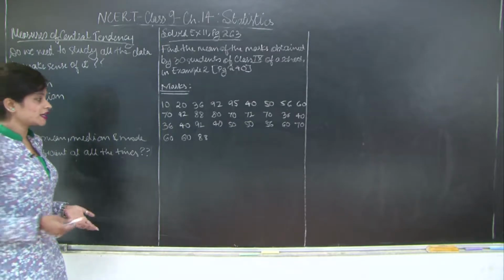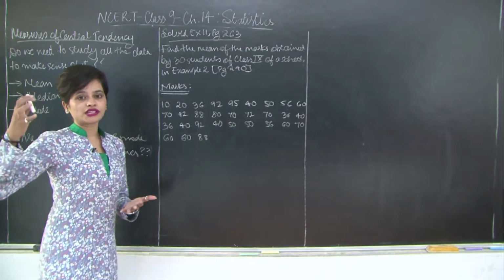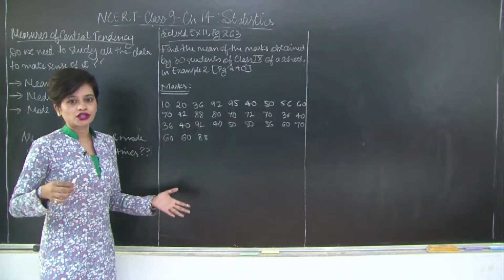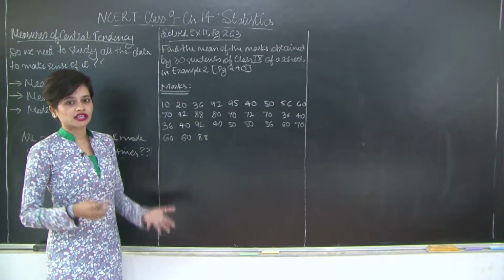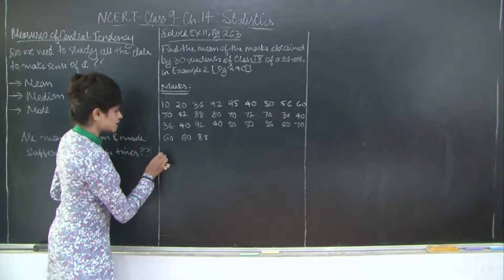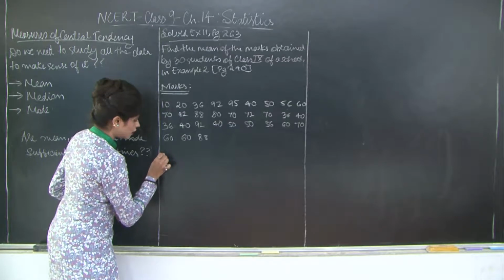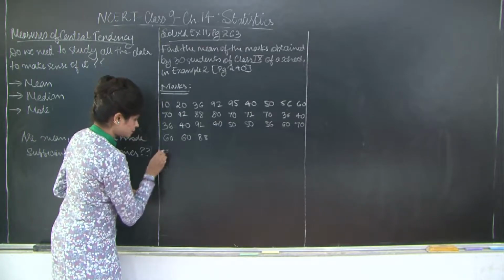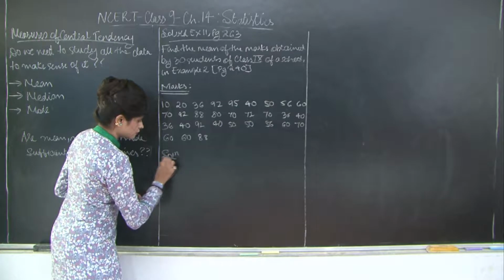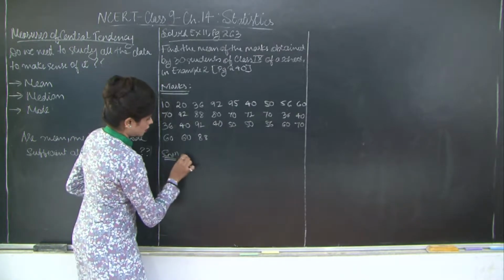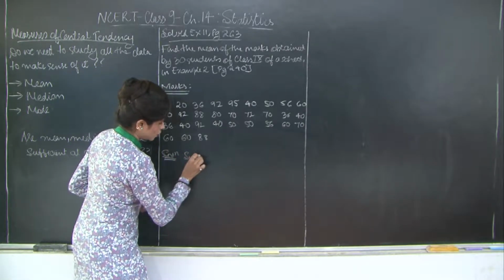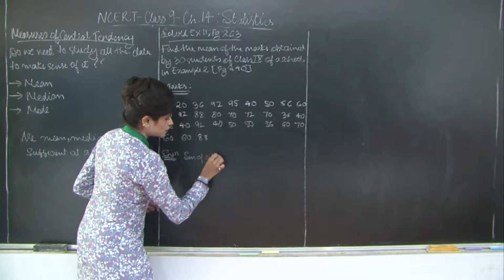See, what do we need to find the mean? In the numerator we need the sum of all the observations, and in the denominator we need the total number of observations. So what is this going to be? Let's just write the solution. Sum of all observations.